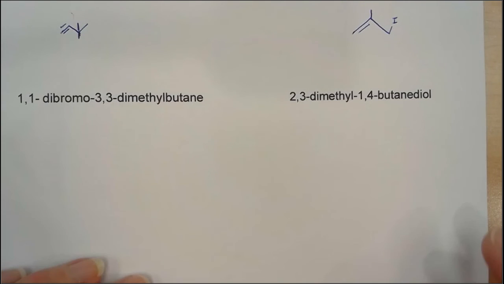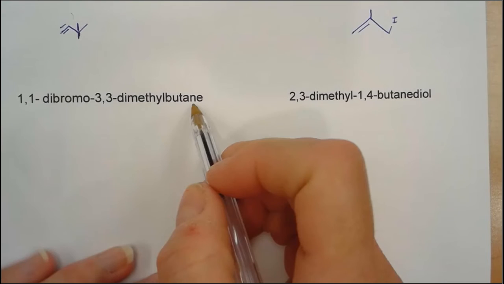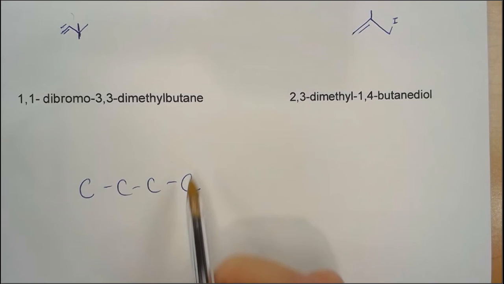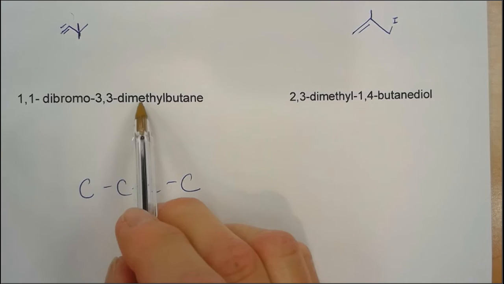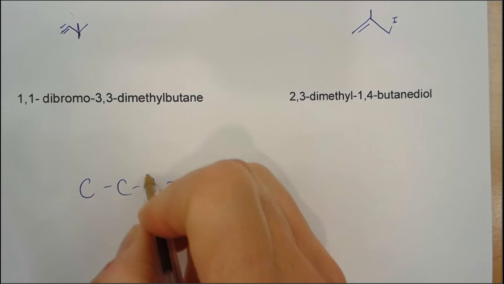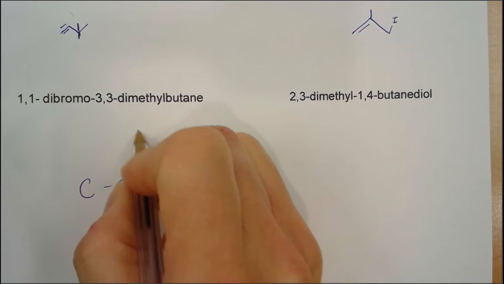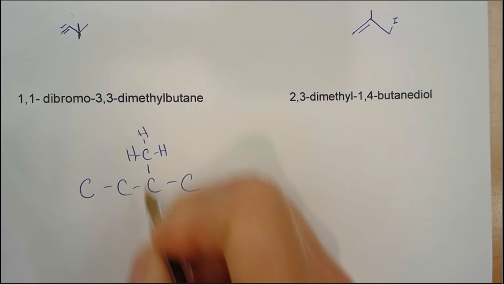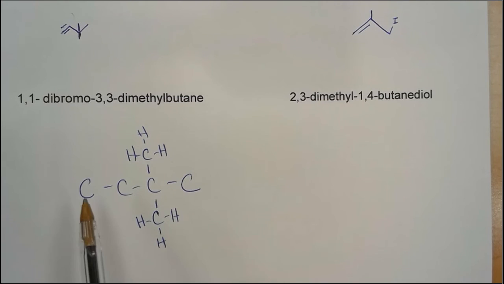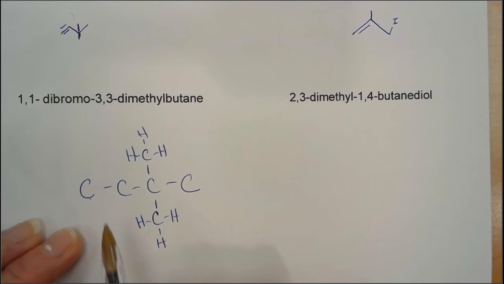That's 1, 2, 3, 4. That would be butane. 3,3-dimethyl. 1, 2, 3. Put methyls. So if I were to fill in all the hydrogens at this point, this would be 3,3-dimethyl. On the first carbon, we actually have 2 bromines. So I'm going to do a bromine and a bromine.